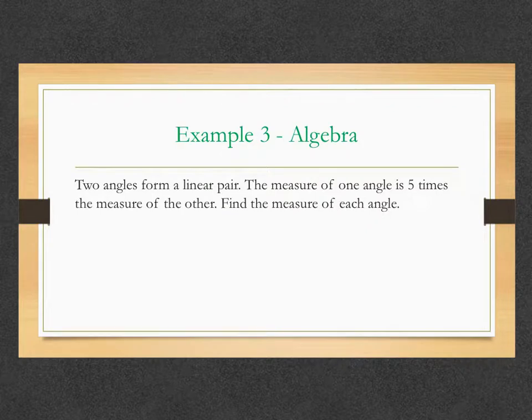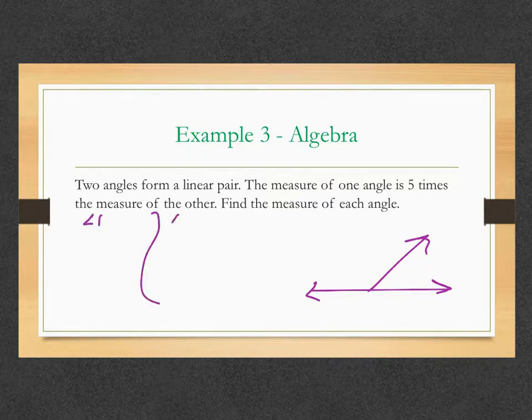Okay, example 3 says 2 angles form a linear pair. The measure of one angle is 5 times the measure of the other angle. Find the measure of each angle. So you've got to figure out what works for you. Do you need to draw yourself a picture of these angles and put the information in there? Do you need to say angle 1 and angle 2, and then the sum of these is going to add up to 180? Whatever way works for you, you've got to figure it out.